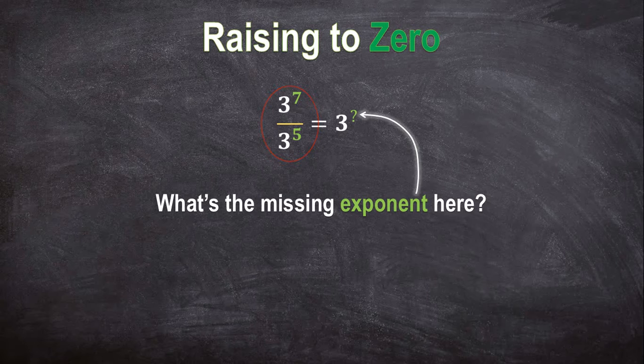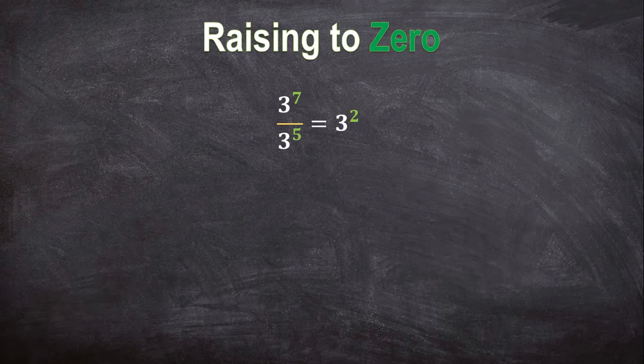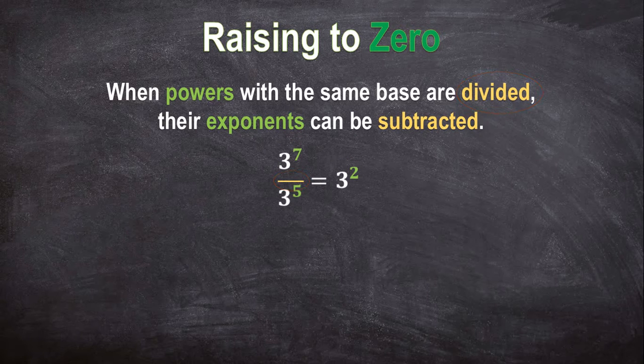3 to the 7th divided by 3 to the 5th equals 3 to the 2nd, because 7 minus 5 is 2. In general, when you divide powers with the same base, which was 3 in this example, you can subtract their exponents. So what happens if we replace the 5 over here with another 7?